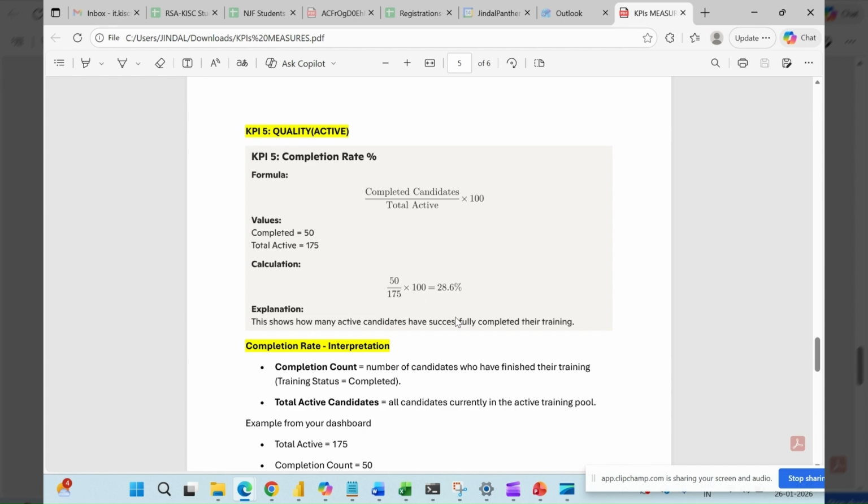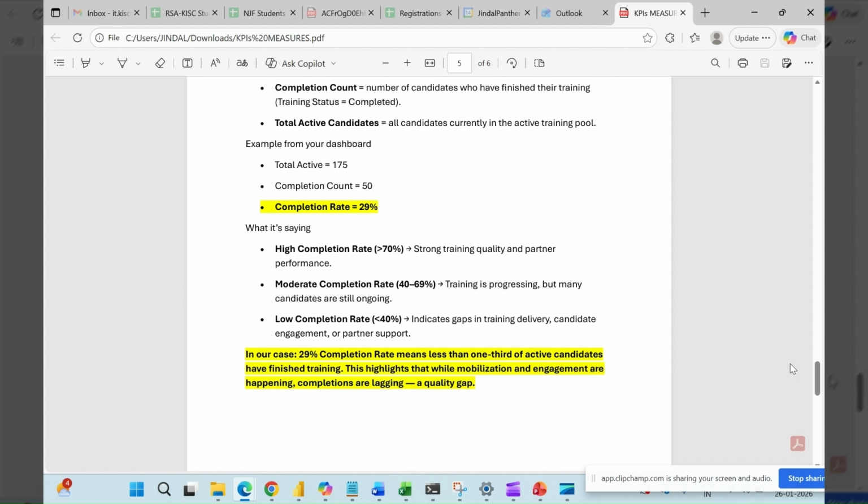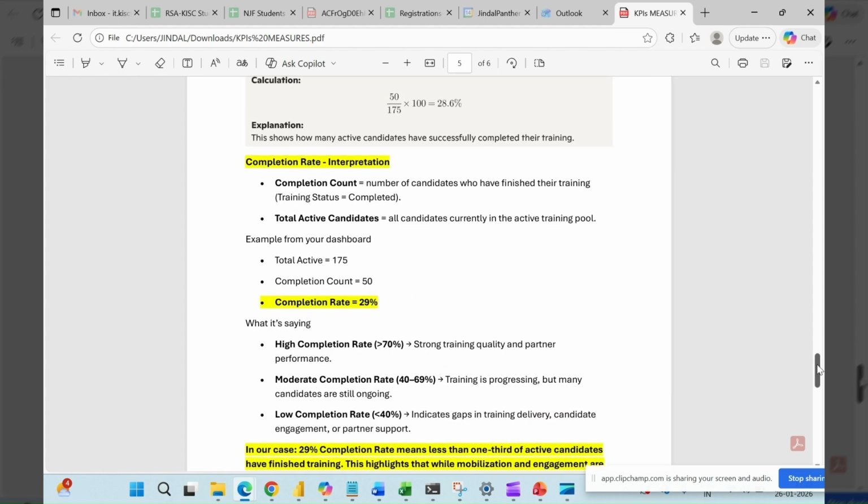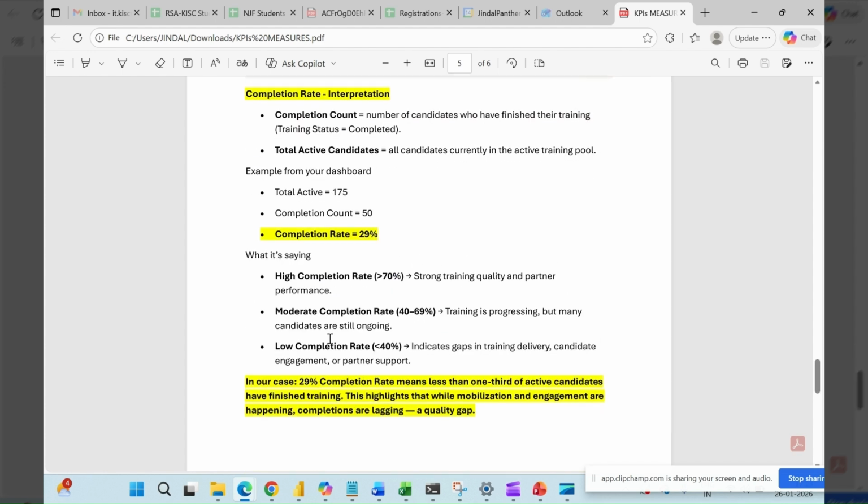Right now, what is the interpretation? It is showing in red color. Why? Because it is low, less than 40%. That indicates gaps in training delivery, candidate engagement, or partner support. In our case, a 29% completion rate means less than one third of active candidates have finished training. This highlights that while mobilization and engagement are happening, completions are lagging, a quality gap.